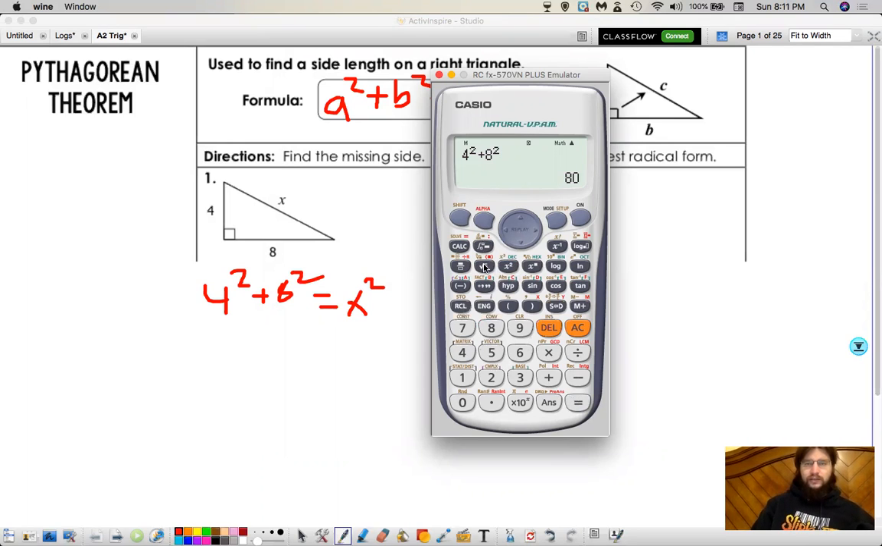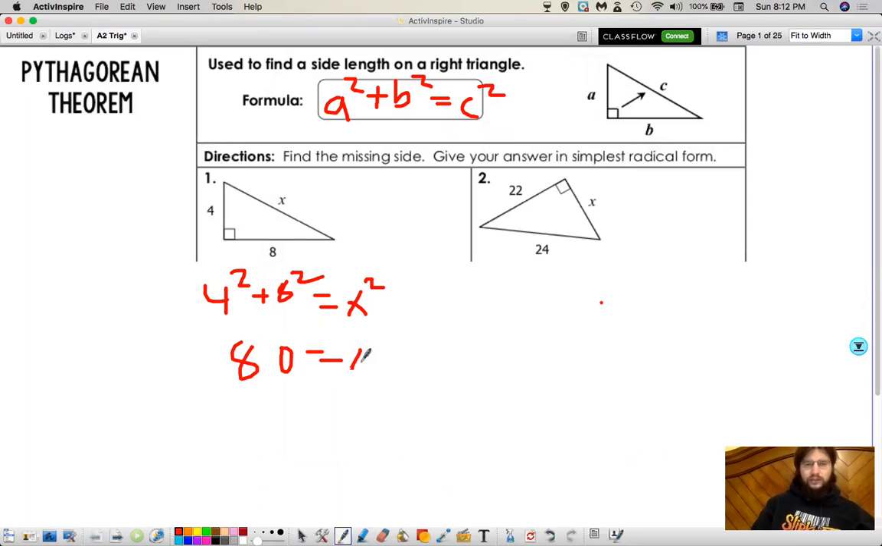That's 80. Square root of that is 4 square root of 5. So that's 80 equals x squared. 4 square root of 5 is x. Now, you are responsible for simplifying these radicals. If you don't have a calculator that does it for you, make sure you can use a factor tree to do it.